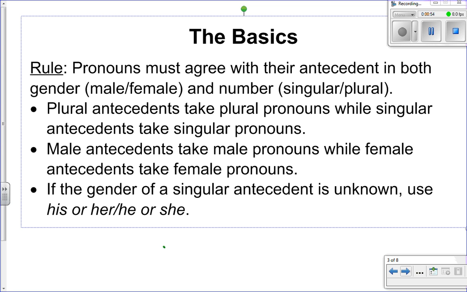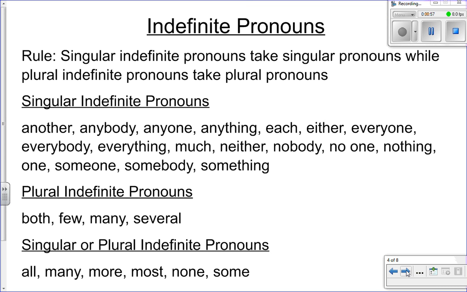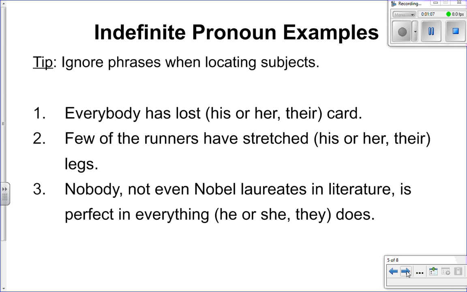Now, the next list that you're going to see is a list that you should have written down already. It's our list of indefinite pronouns. If you did not write this list down, make sure you pause it and write it down, and then continue on to the next screen. Now, with indefinite pronouns as the antecedent in a sentence, just like with them being subjects in sentences, we have to decide on the number and then appropriately choose a pronoun to replace them. A tip that we should remind you of is that you want to ignore phrases when you're trying to locate subjects, and the same is going to be true when you're trying to find the indefinite pronoun that is the antecedent for a pronoun choice.